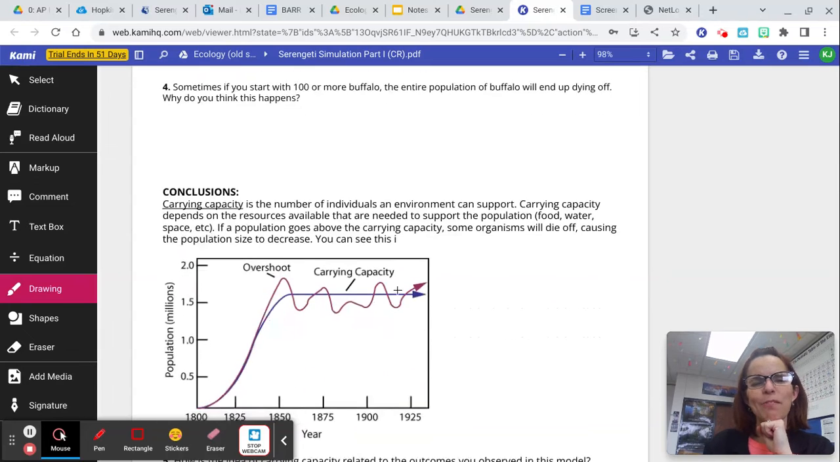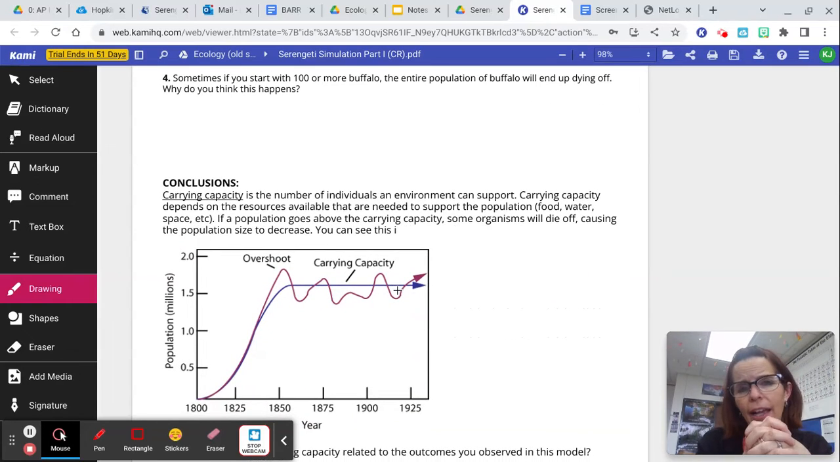All right, question number 4. Sometimes if you start with 100 or even more buffalo, the entire population of buffalo will end up dying off. Why do you think this happens? Well, I think it's pretty clear. They ate all the food. There's no more food. And the food doesn't grow back fast enough to feed them when there's that many of them. The food keeps growing back, but slowly enough that they can't survive. So they eat all the food and it doesn't grow back fast enough. Pause if you need to.